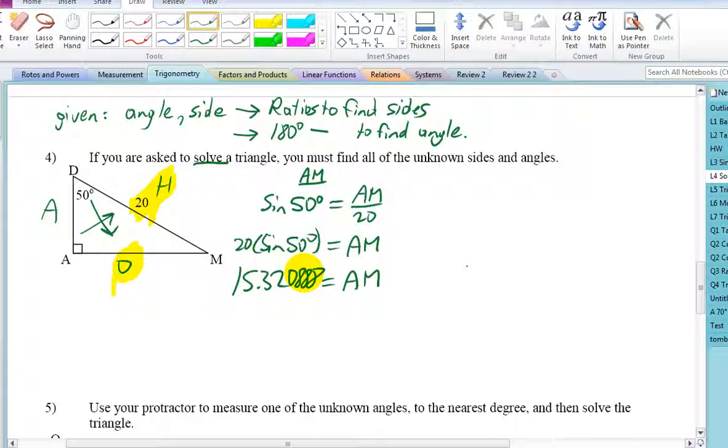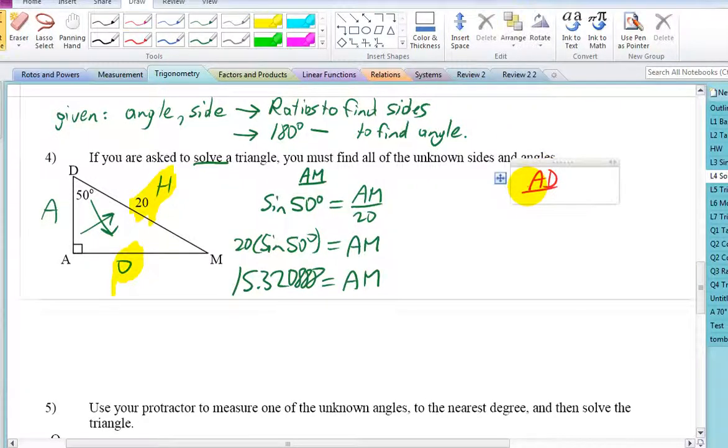Okay. Do you really want to do Pythagoras with all those decimals? No. That's why you don't want to do Pythagoras. Okay, go ahead. Find now side AD. You don't have to relabel your HOA because we're not going to change the angle yet.